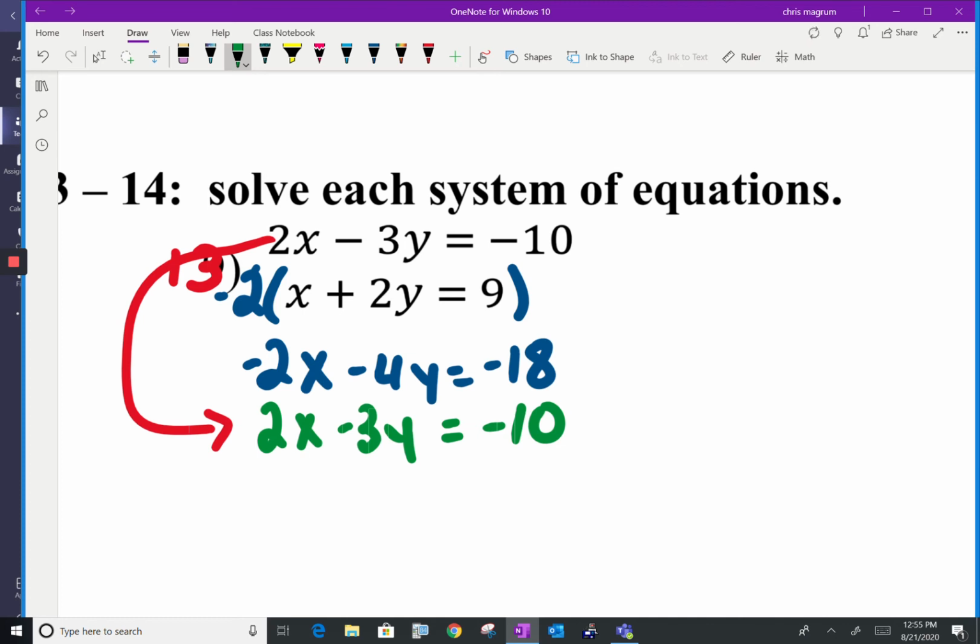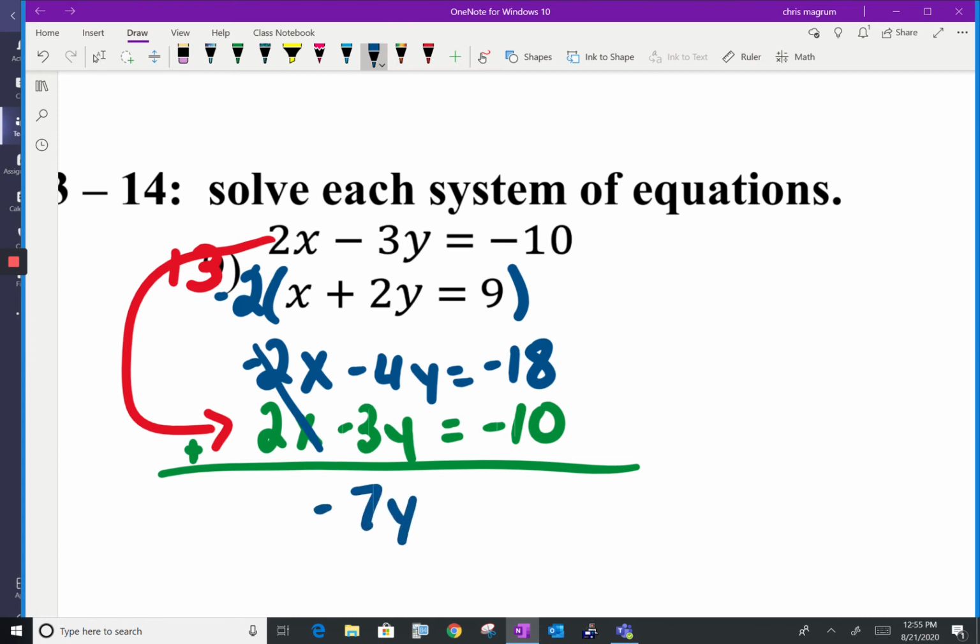Alright, so we got through those first couple of steps. Now we're going to add vertically. So I'll go ahead and just actually show that. So we have negative 2x plus 2x. Negative 2 plus 2, 0. They're canceling each other out. Negative 4y plus negative 3y. Same time we're adding those together to get 7y. They're both negatives, so it stays negative 7y. Equals negative 18 plus negative 10, negative 28. Go ahead and divide.